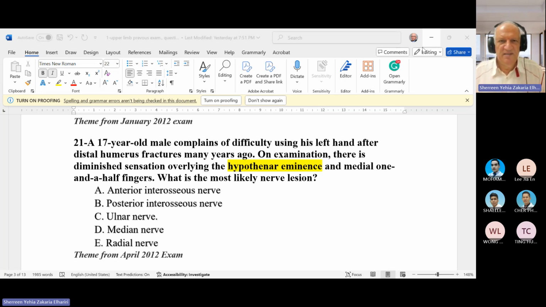So he asked about the hypothenar muscle. So we know thenar, hypothenar. So which nerve is affected? This area is by the ulnar nerve. So again, this area is by ulnar. The tips of the fingers are by the median nerve, except the medial 1.5.